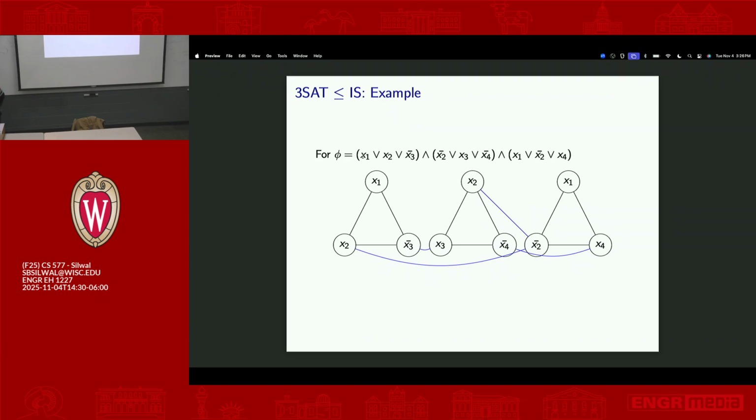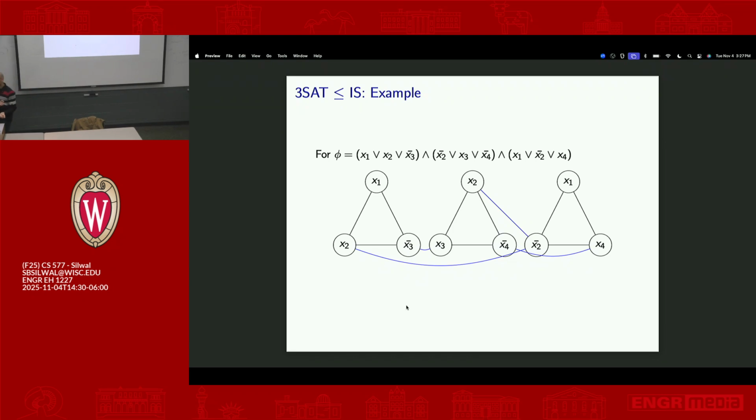Essentially, every clause is going to look like a triangle. Across triangles, the way I'm going to connect them is, if a clause has some variable x3 and another clause has the opposite of that, I'll have an edge. And if I have 3 clauses, I'm going to ask, does this graph have an independent set of size 3? That's going to be my question to the independent set algorithm.